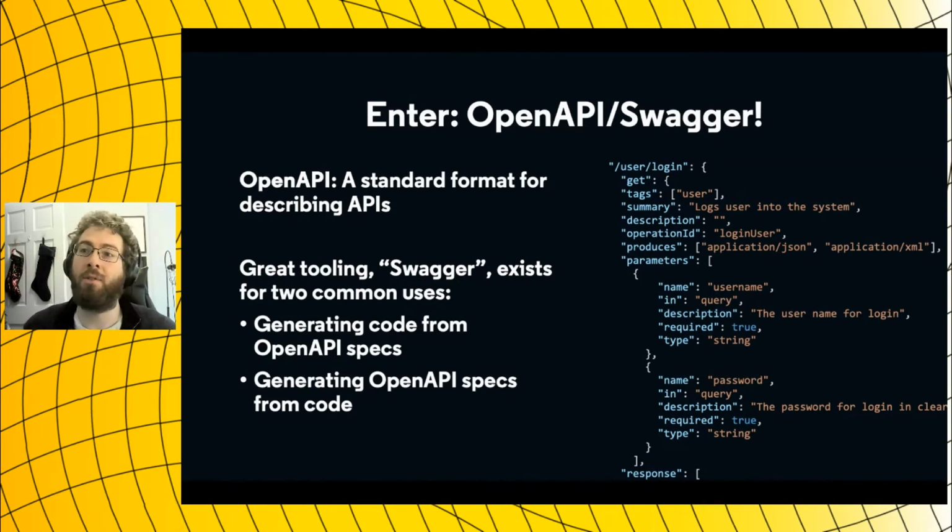On the right here, we have a description of a user/login endpoint with type definitions, comments with a summary, and a description of parameters. Here we can read through the JSON, which could have been in YAML, that there is a summary that this logs users into the system, and it takes in 2 parameters, both required and of type string. Their names are username and password.